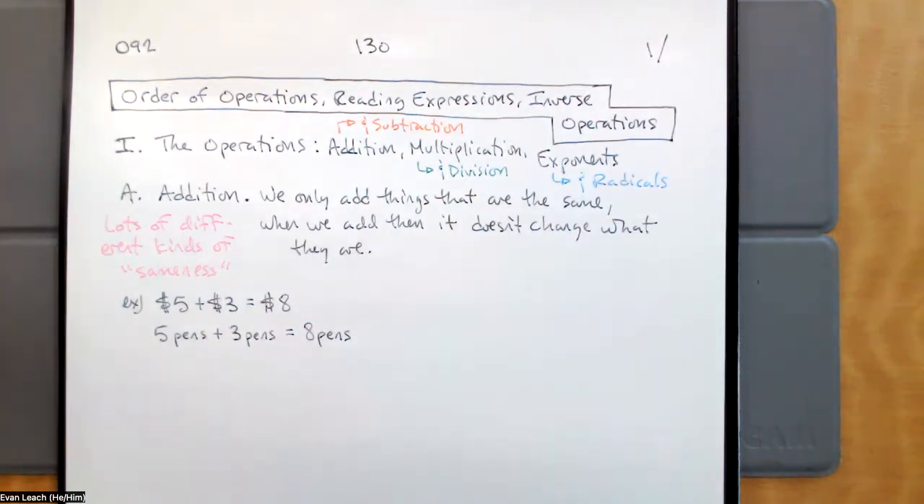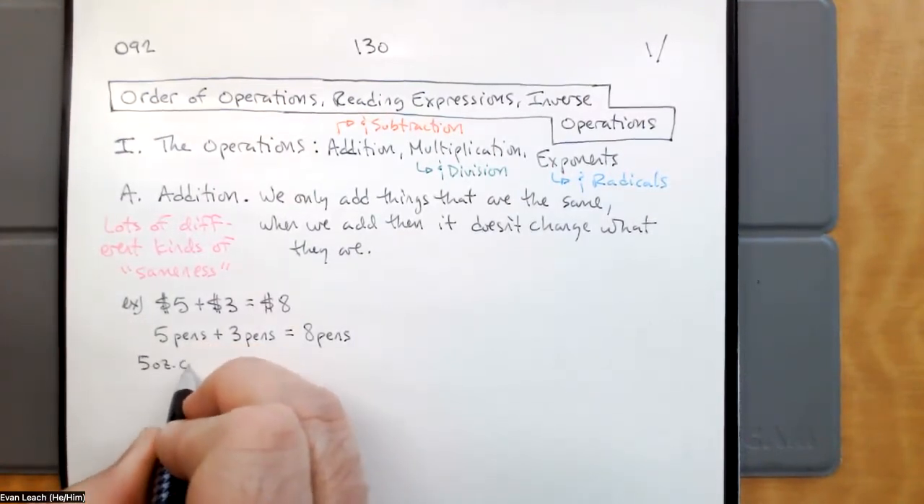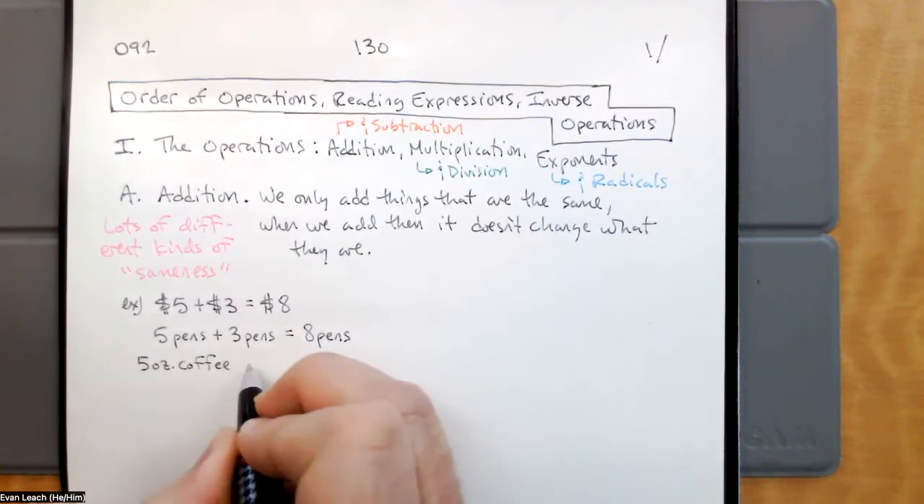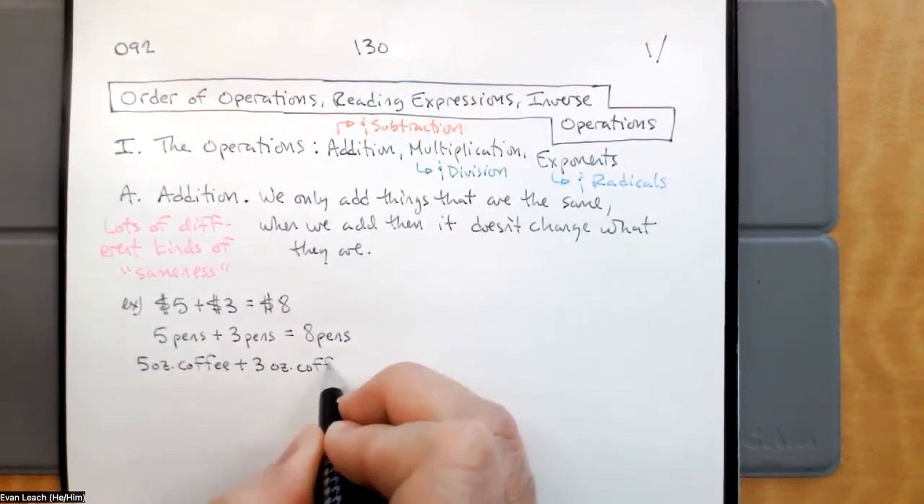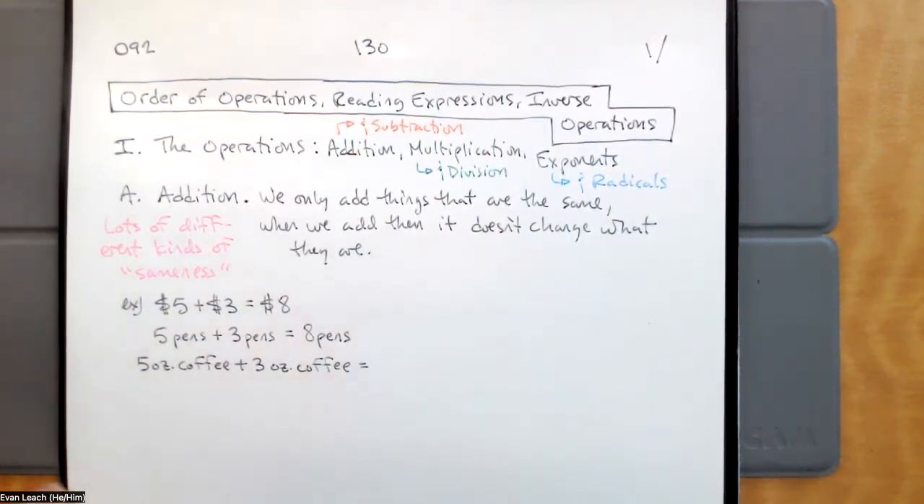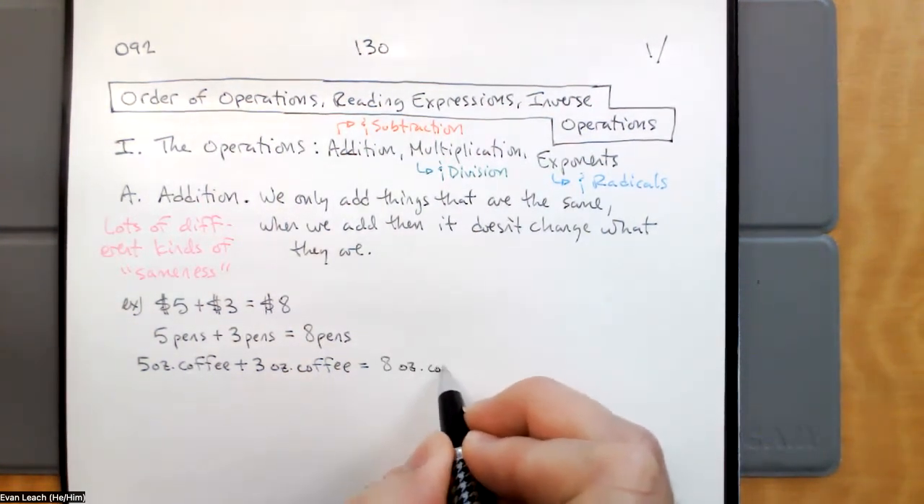If I have 5 ounces of coffee in a cup, and the waitress comes along, warms it up with 3 ounces of coffee, what do I end up with? 8 ounces of coffee. We can add the 5 and the 3 because they represent the same thing. We only add things that are the same. And when we add them, it doesn't change what they are.